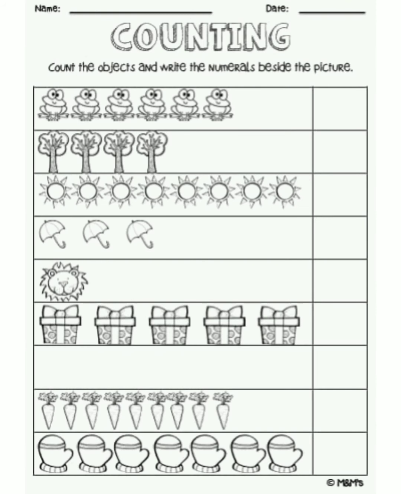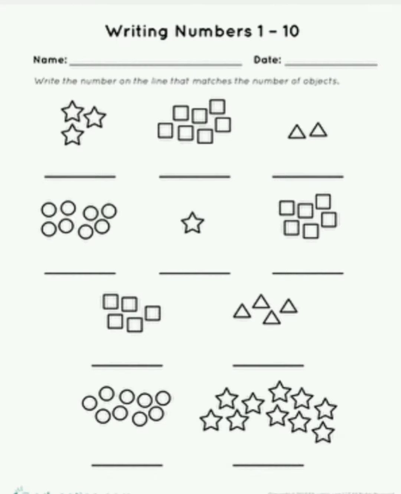Count the objects and write the numeral beside the picture. You have to count the object and write the numeral in the box given beside. Alright children, it's also very easy. Now the next is count and write below. Now there is a space provided, a sleeping line over there. There you have to count and write the number. Now the next is art assessment.